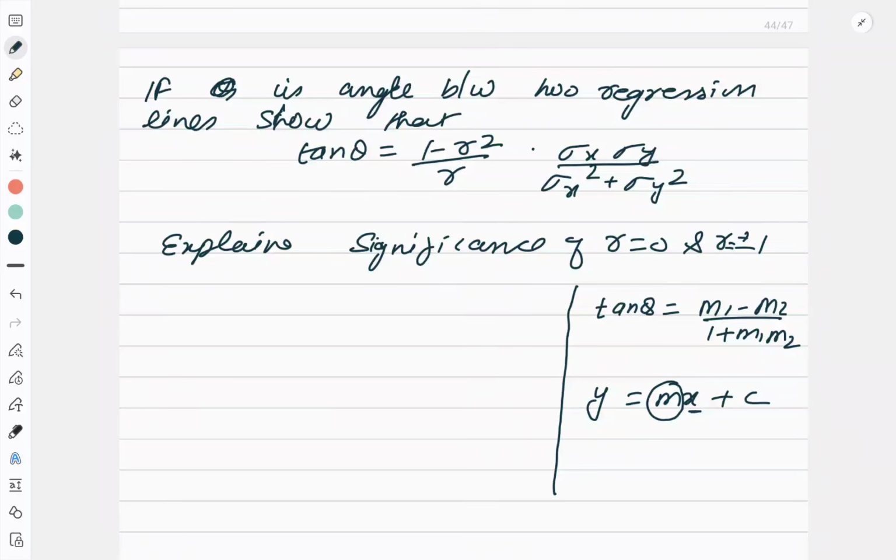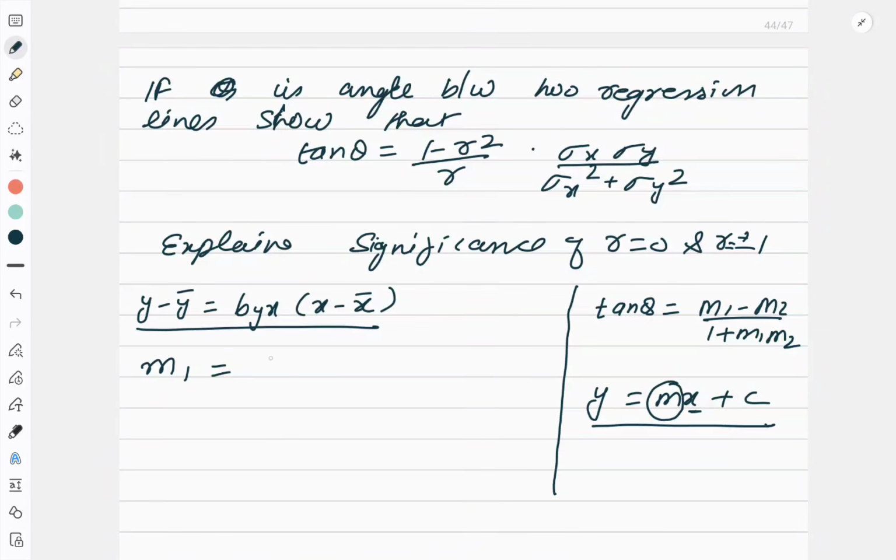Now what are the two regression lines? The first line is y minus y bar is equal to byx times (x minus x bar). So if I write it as y is equal to, what is the coefficient of x? Byx. So for this line, the slope is byx. And what is byx? r sigma y upon sigma x. Okay. Now, this is my equation number 1.